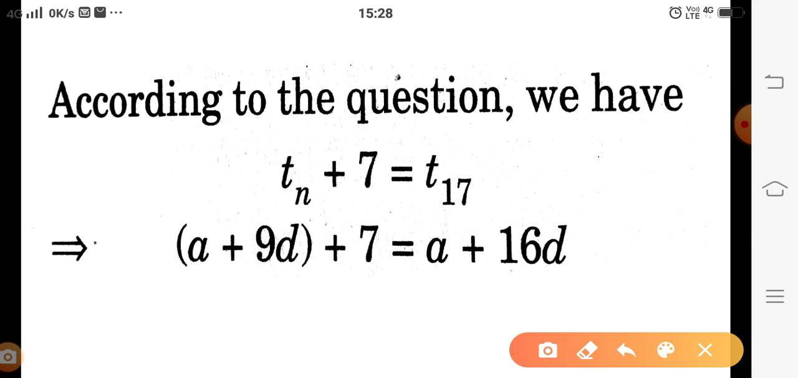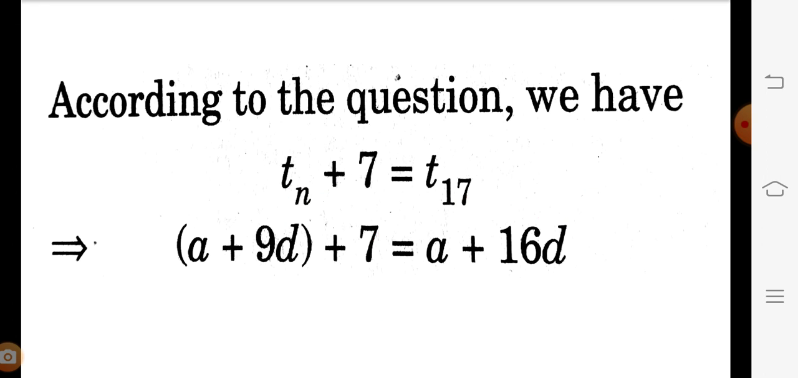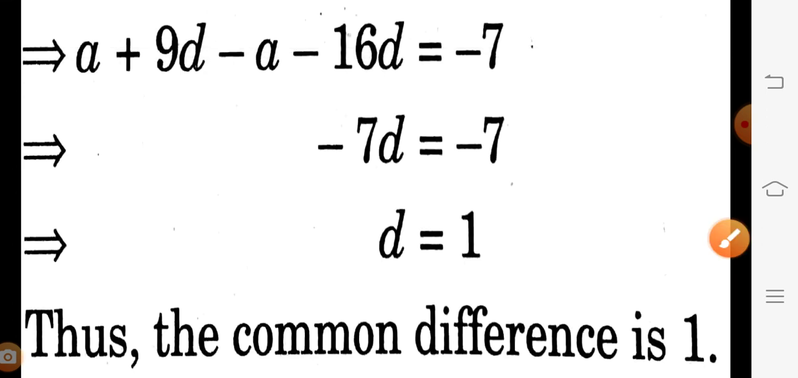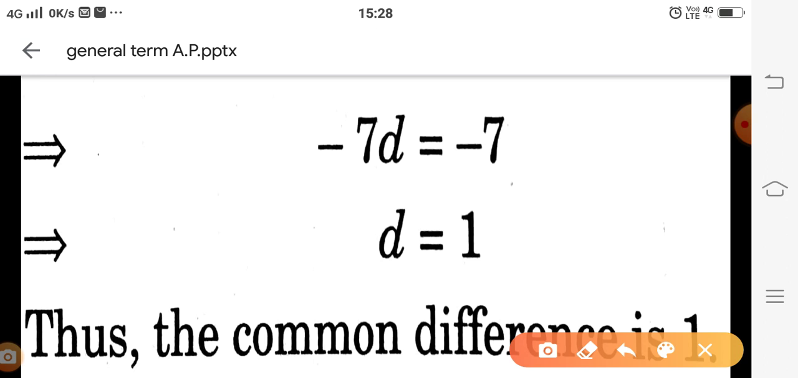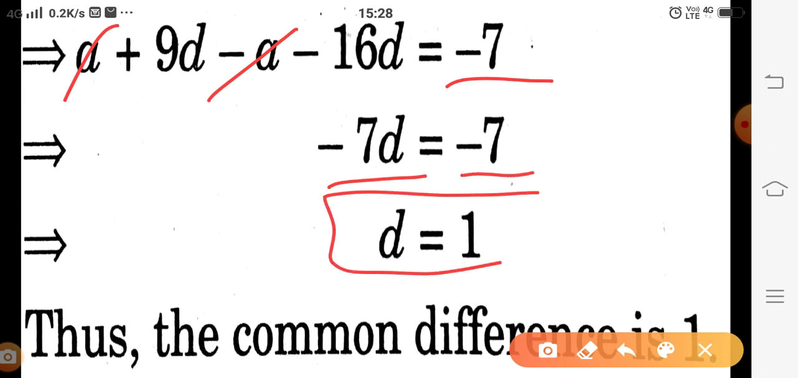If you are adding 7 to the 10th term, this is t10, then we are getting that value equal to the 17th term. And if you are taking these two values on this side and 7 on this side, means the like terms on the same side, and on solving, then what we are getting here, a gets cancelled out, and 9d minus 16d we are getting minus 7d, and if you are taking 7 on the other side we are getting minus 7, then d we are getting as 1.